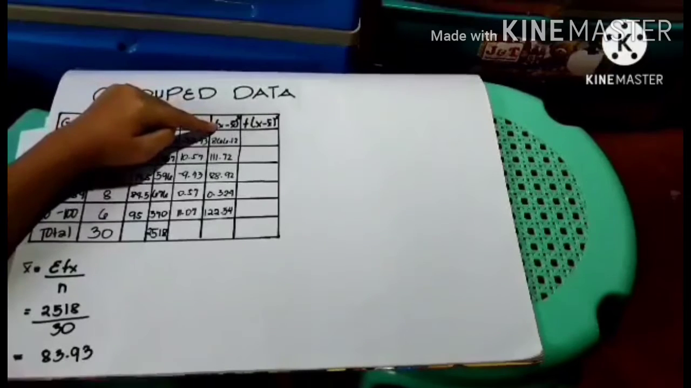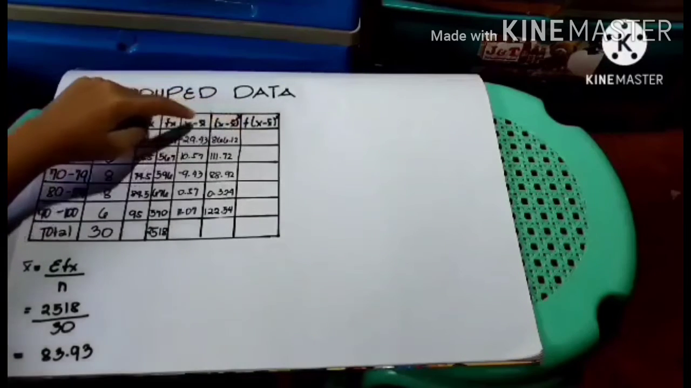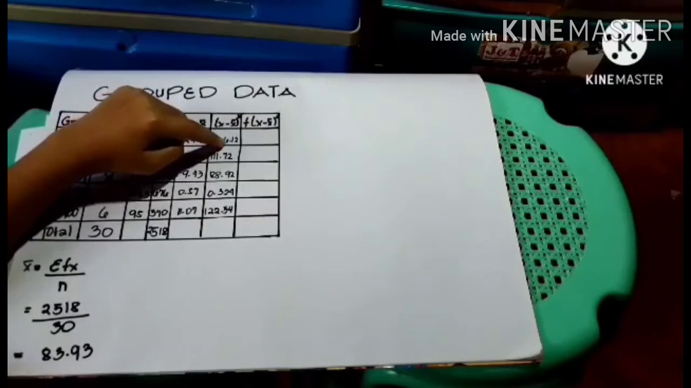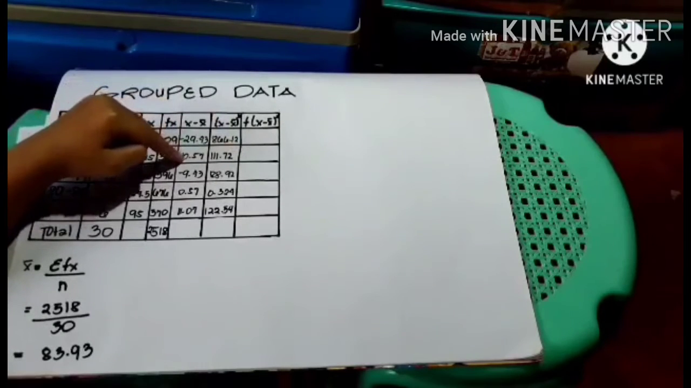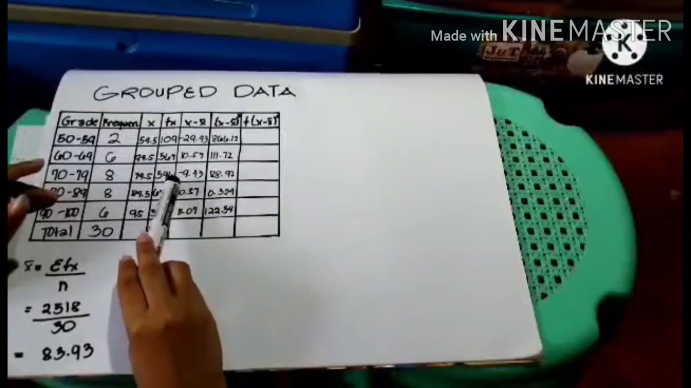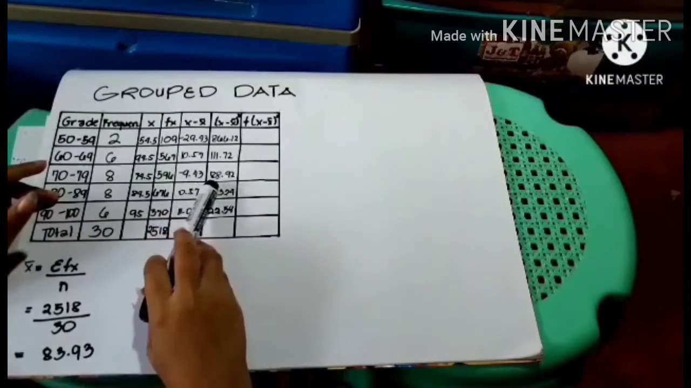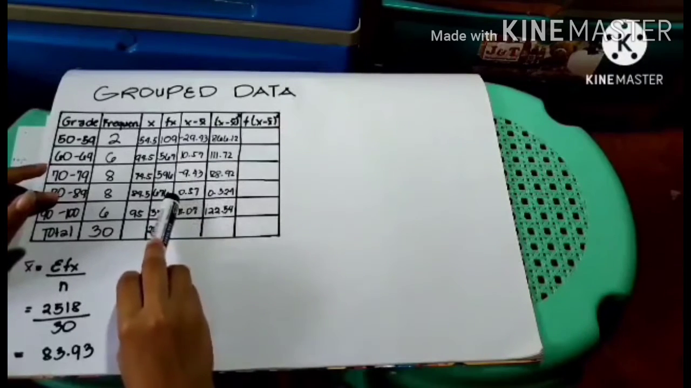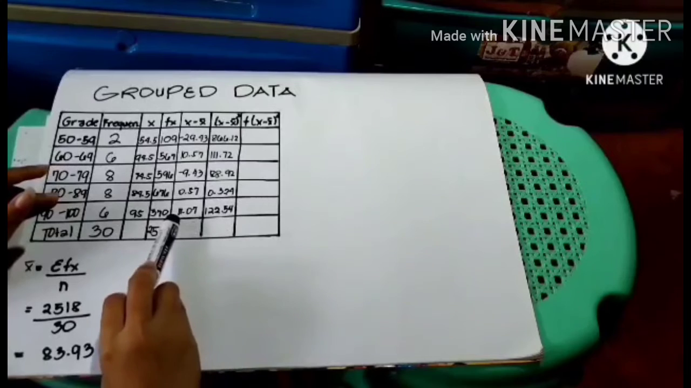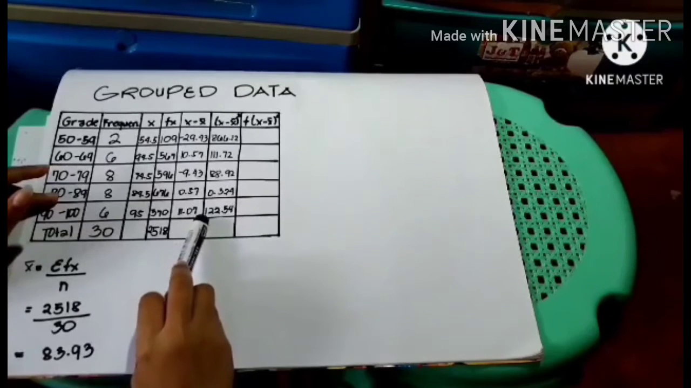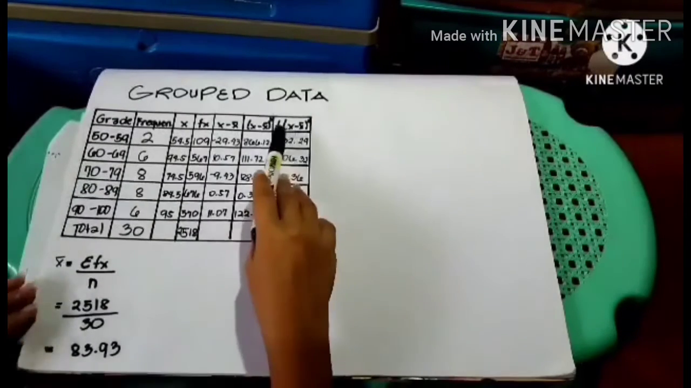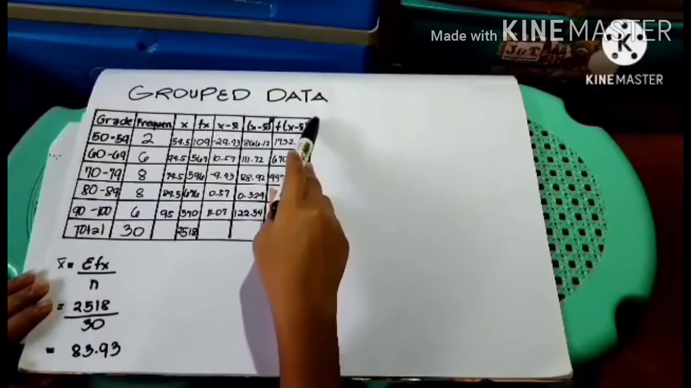Next is to get the x minus x bar squared. The square of negative 29.43 is 866.12, and the square of negative 19.43 is 377.52. The square of negative 9.43 is 88.92, and the square of 0.57 is equal to 0.324. And the square of 11.07 is 122.54.